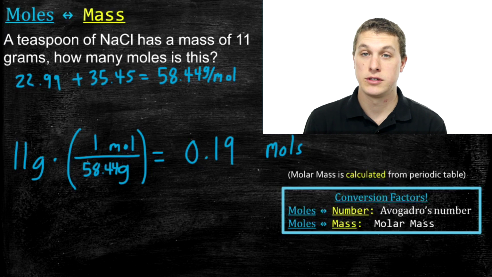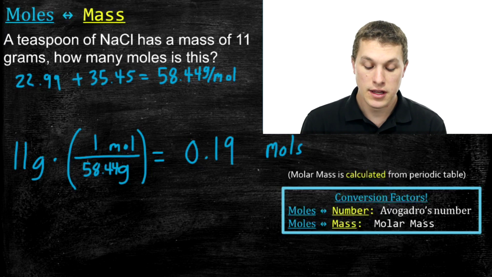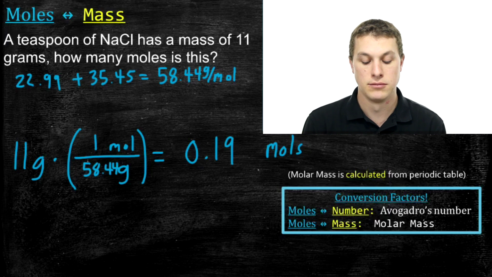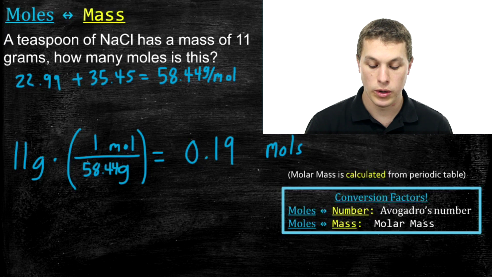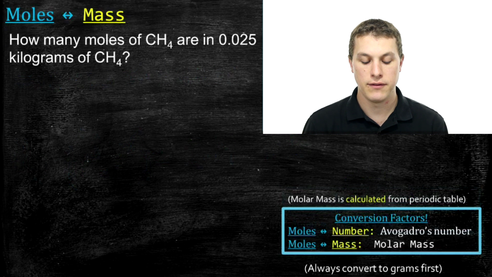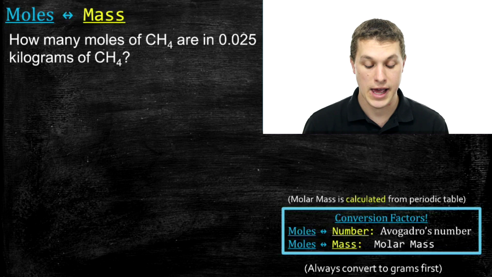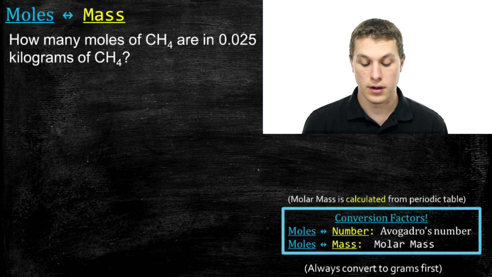And that process, again, looks very similar to doing the same thing with atoms. The main difference is now we need to calculate the molar mass of our molecule, and that's really the first step in any of these problems. Let's take one more look at going between mass and moles. In this case, we're given a mass of CH4, which turns out to be methane, natural gas. And it's in kilograms. So it says how many moles of CH4 are in 0.025 kilograms of CH4.